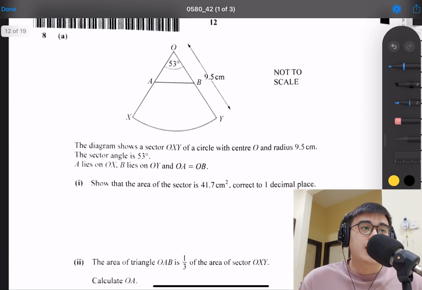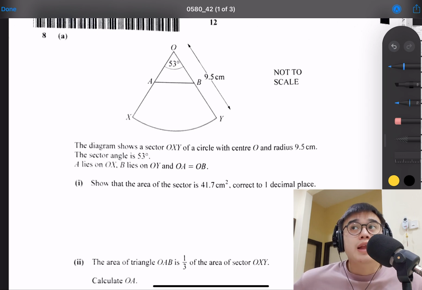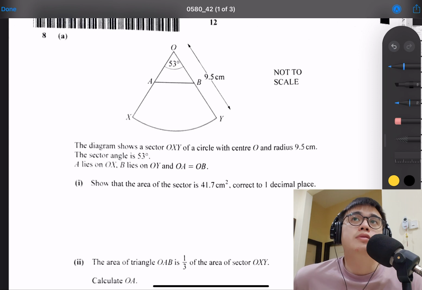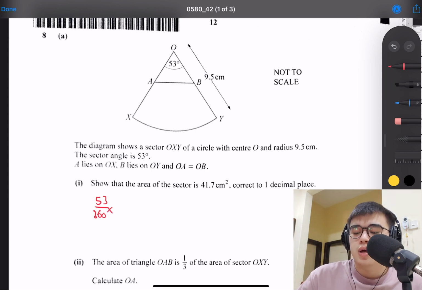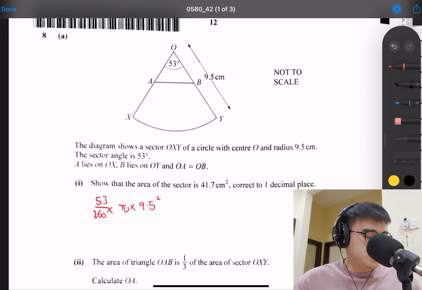Moving on to question 8. Okay, what we have here is now revolving around circles, and maybe concepts about similarity will be involved just by looking at the question. So they gave us, show that the area of the sector is 41.7. Okay, so 41.7 is basically the whole thing. I will take 53 divided by 360, and since they involve area calculation, it will be pi times r squared, which is 9.5 squared. So let's double check and see if we can get the answer or not.